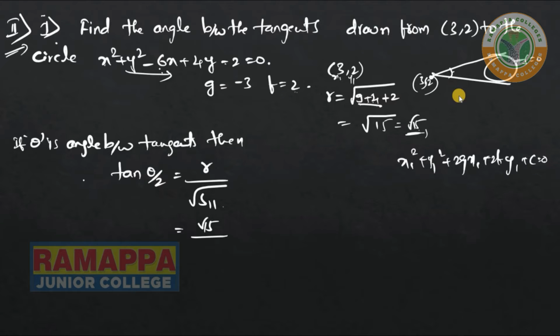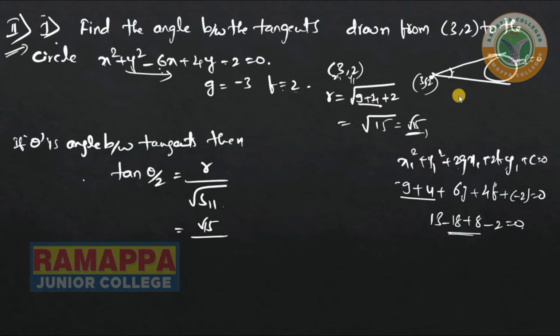With (x1, y1) = (3, 2): 3 square means 9, plus 4, plus 2g times 3, which is 6g, plus 2f times y1, which is 4f, plus c, which is minus 2, equal to 0. So 9 plus 4 is 13. The g value is minus 3, so 6 times minus 3 is minus 18, and f is 2, so plus 8, and minus 2 here. So it becomes minus 10.